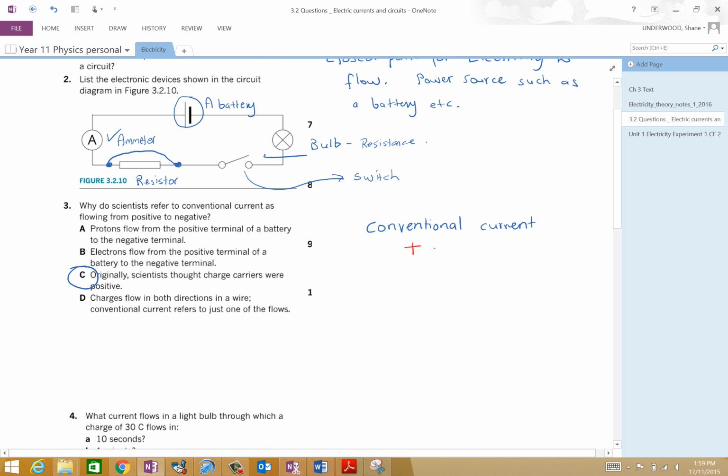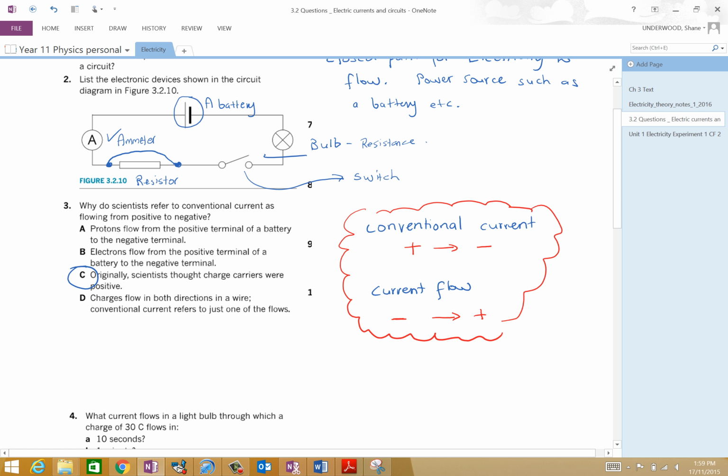Positive to negative. Okay, and then we have electron flow, or movement of electrons, which is from the negative to the positive. Okay, it's just the way. If we were asked, we might ask you a question: which direction does the conventional current flow? You'll need to recall that.